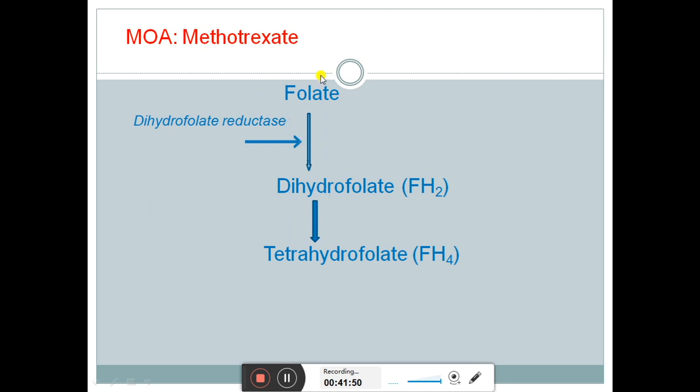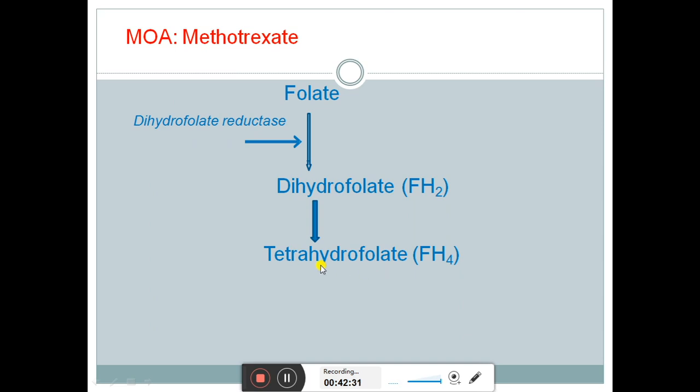So instead of this folic acid being converted into dihydrofolate, this methotrexate inhibits the enzyme dihydrofolate reductase. It binds with this enzyme, and the binding of the methotrexate is increased. How is it increased? By replacement of the hydroxyl group with the amino group. So the affinity of the methotrexate to this enzyme will be more. So it will bind with the dihydrofolate reductase and inhibit this action, and the tetrahydrofolate will not be formed.